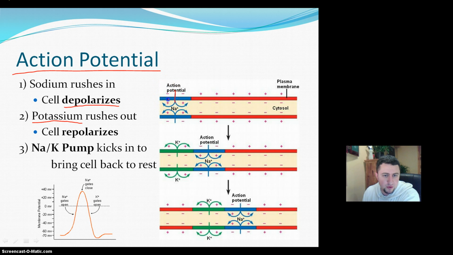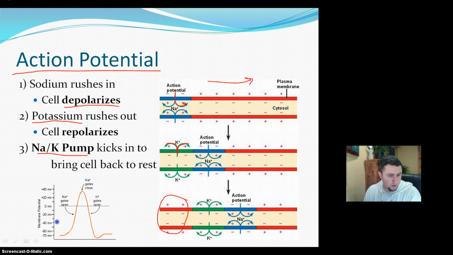that the sodium rushes in, and then eventually we're going to have this impulse being fired down this direction here. And then we're going to have some potassium rush out when the cell reaches a critical point, and that's going to help to repolarize the cell back to normal. So eventually the sodium-potassium pump kicks in to bring the cell back to its normal resting state.